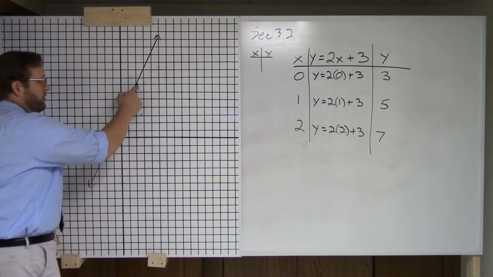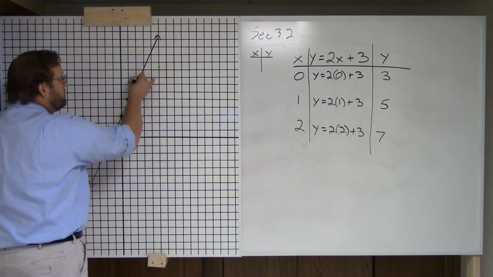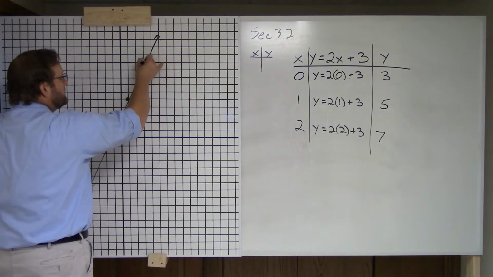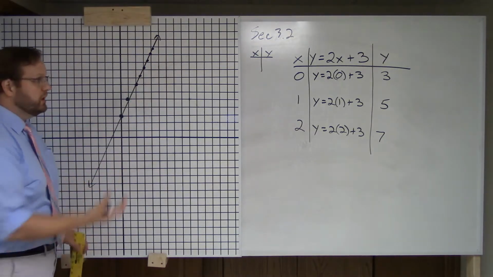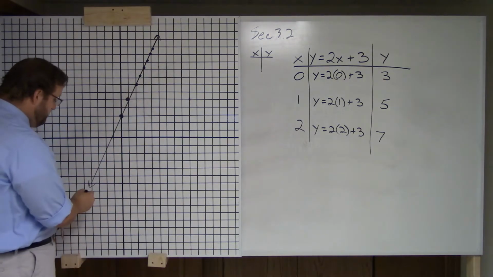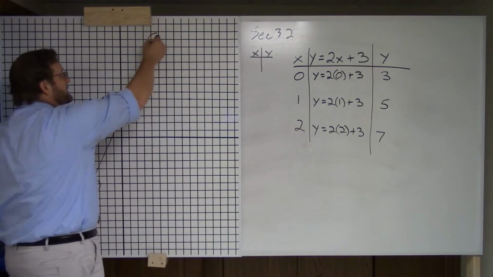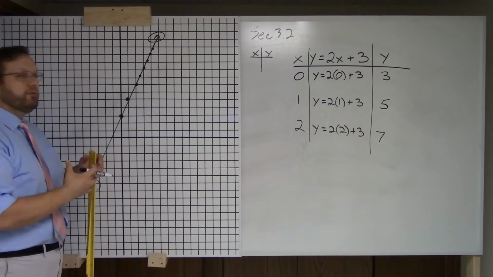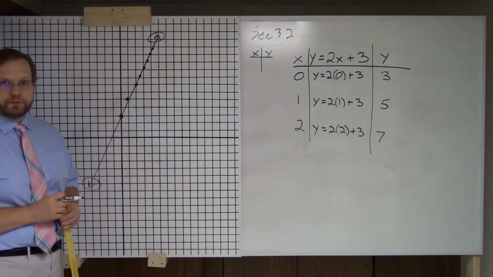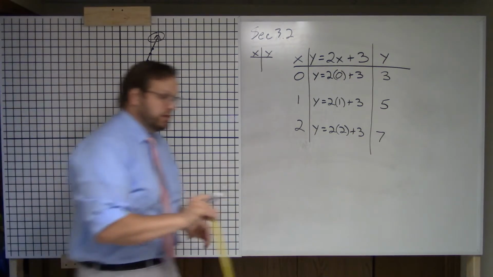Now, I found 3, but any other point along this line would give me another ordered pair solution to that equation. It's important that you put these arrowheads on both sides because that line does go on indefinitely, giving you those infinite number of solutions. Okay? Let's look at another one.